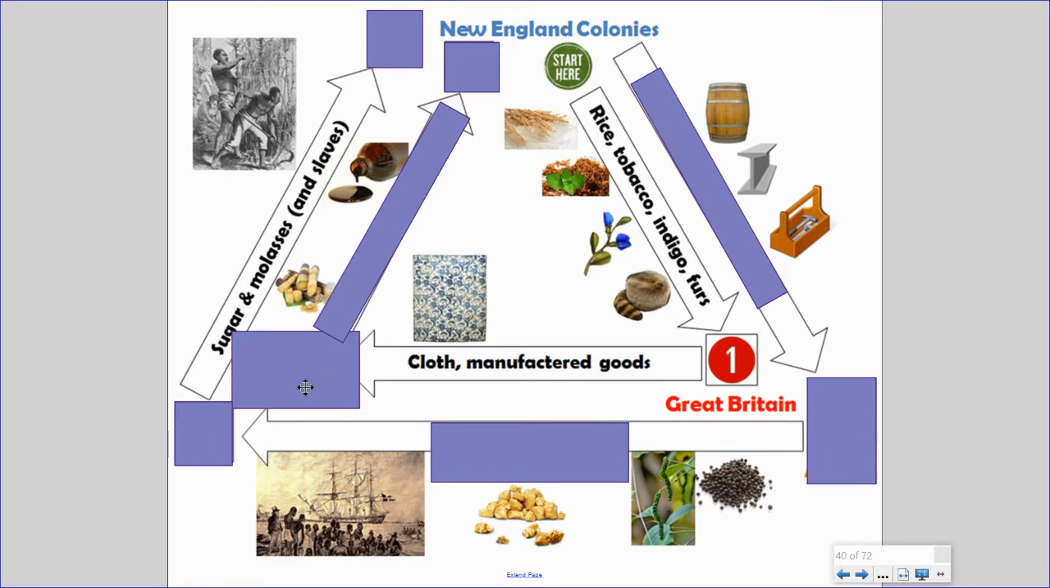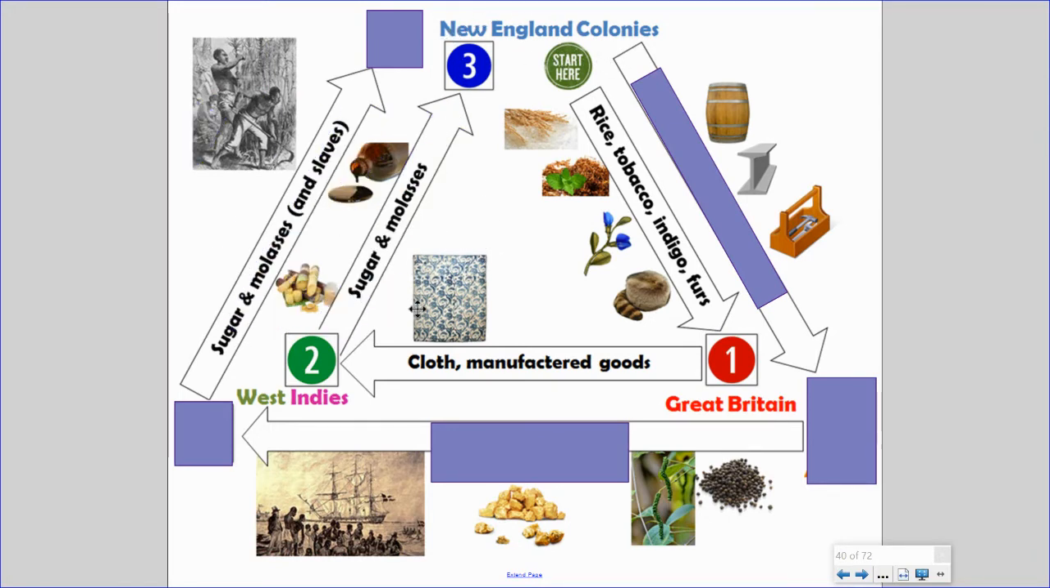And so they're going to stop number 2, right? 2 comes after 1. And this stop is going to be in the West Indies. So we're going to put a 2 in the box. We're going to put West Indies under it. From here, from stop 2, then they're going to follow this arrow back up to stop number 3, which is the New England colonies. So you don't need to rewrite that because it's already there. And they are carrying sugar and molasses. And when they get back here to New England, then they're going to continue on the next triangle.